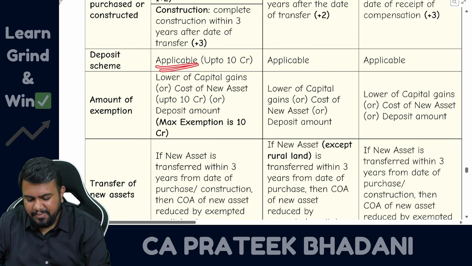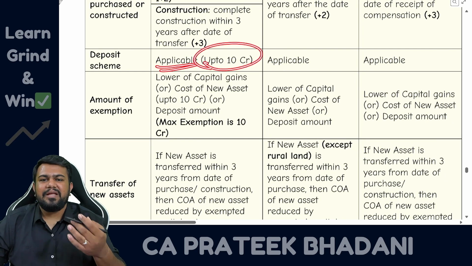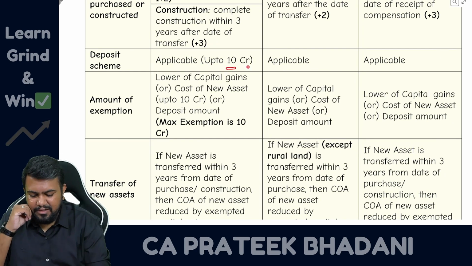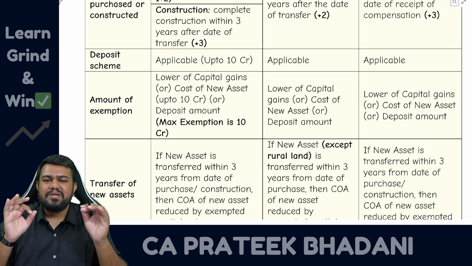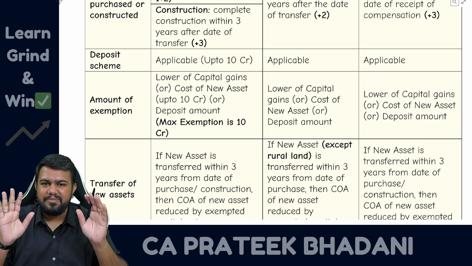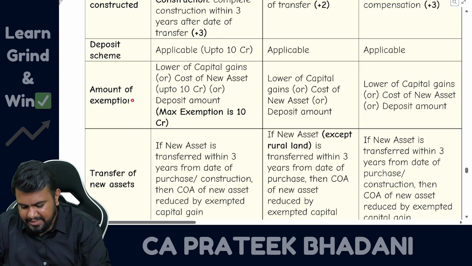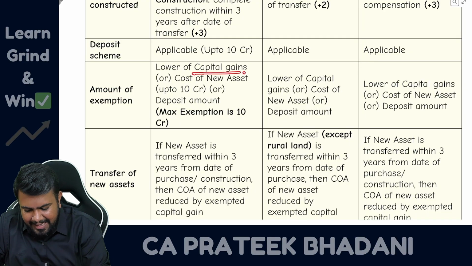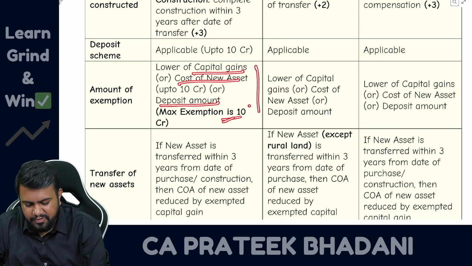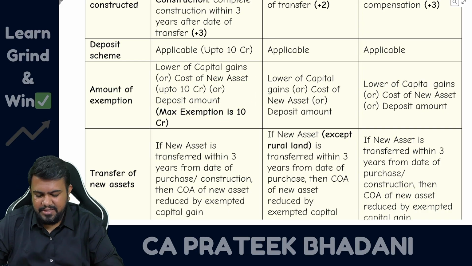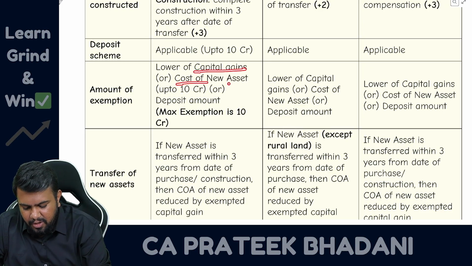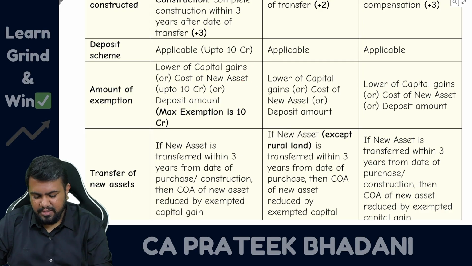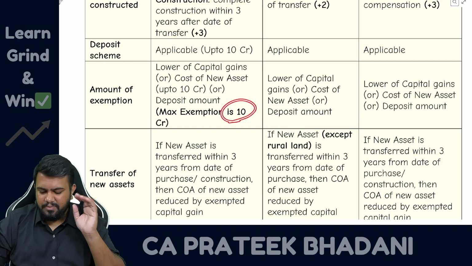Deposit scheme is applicable and up to 10 crores can be invested in the deposit scheme. Sir, why 10 crores? Because in this section, the maximum exemption is 10 crores. Now let's talk about the exemption. What will be the exemption value? Exemption value will be the capital gain amount or cost of new asset or deposit amount up to 10 crores, whichever is lower. So capital gain amount or cost of new asset or deposit amount, whichever is lower, will be the exemption. Maximum 10 crores.